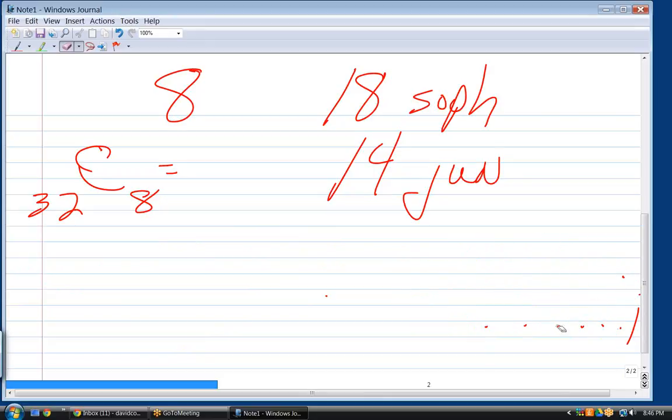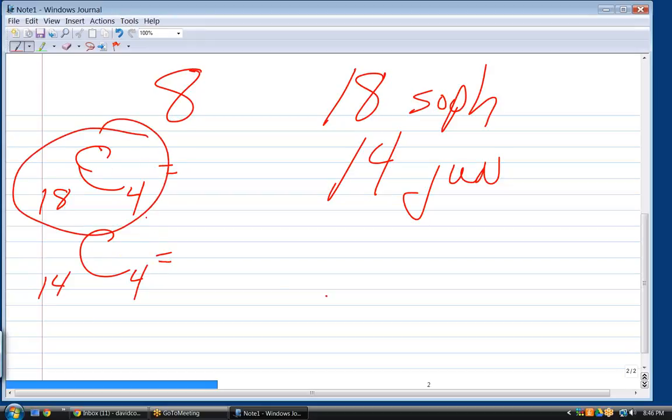If it requires 4 of each, then it's 18 choosing 4 plus 14 choosing 4. Come up with this number and this number, add them together, I bet you get that 3 million. So would it be multiplication or addition?